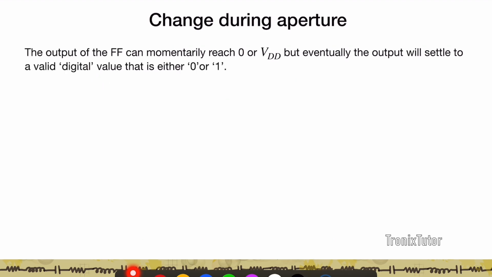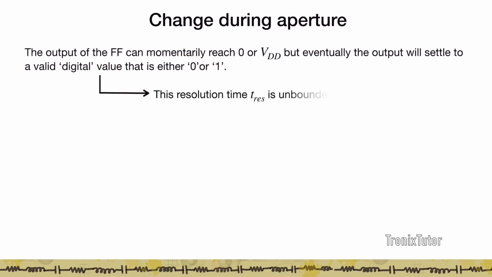What we can say is that the output of the flip-flop, remember they're all made up of transistors and capacitors, can momentarily reach a 0 or VDD, but eventually the output will settle to some digital value. And when I say digital value, since we're talking about CMOS technology, it's going to settle down to either a 0 or a VDD, or a 1.